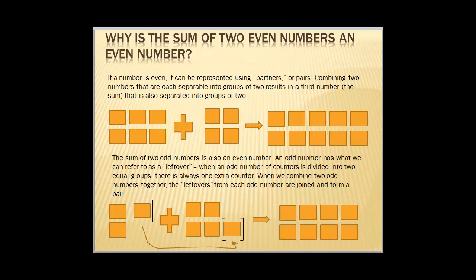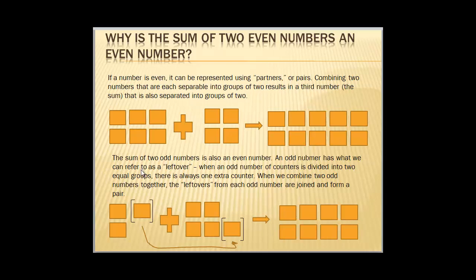Combining two numbers that are each separated into groups of 2 results in a third number, right? The sum. So that's also separated into groups of 2. All right, so looking at the example here, we have 1, 2, 3, 4, 5, 6 plus 1, 2, 3, 4, right? So 6 plus 4, you're going to have 10. Here, each of those has a partner. So that right there is showing you that it's even. Okay, so the sum of two even numbers is going to be an even number.